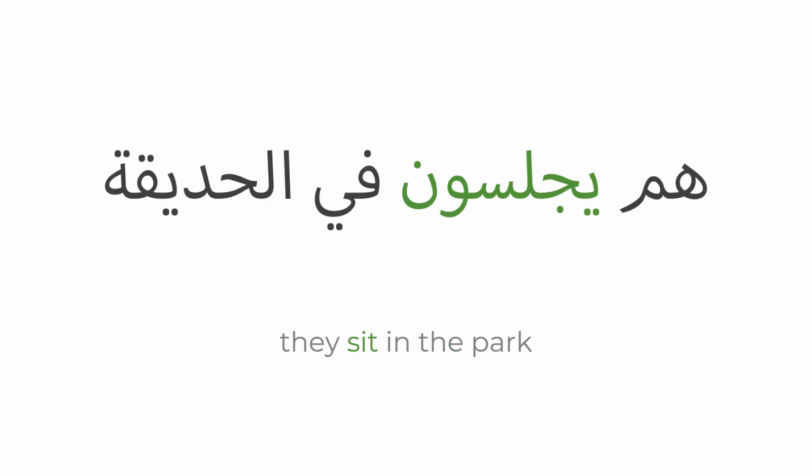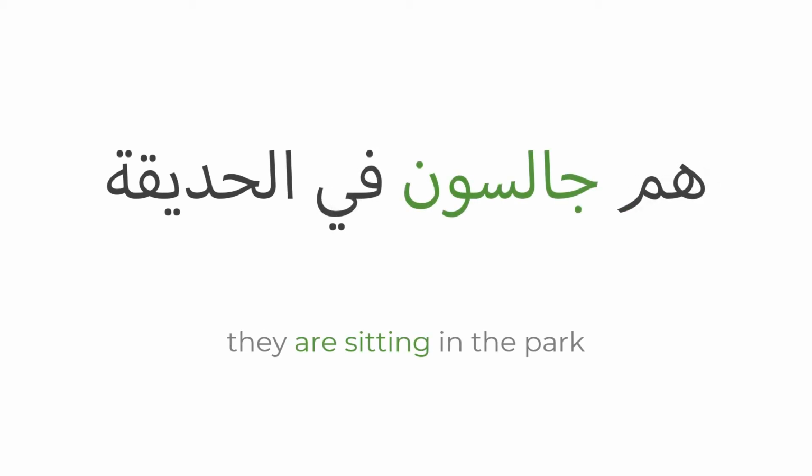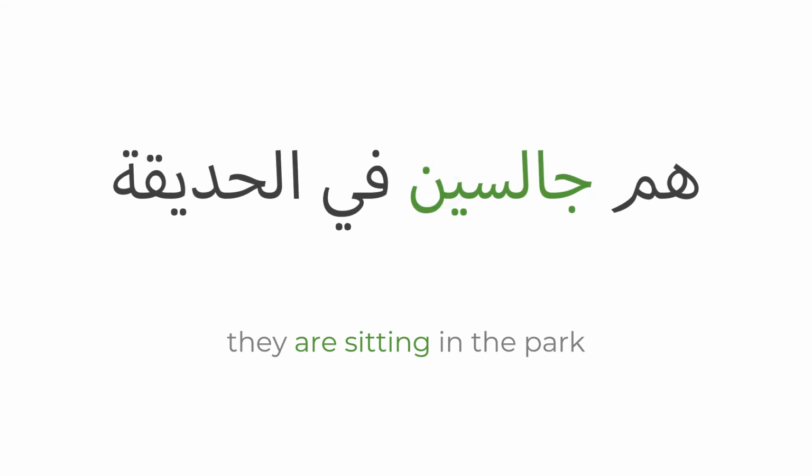مثال آخر. هم يجلسون في الحديقة. They sit in the park, and they're actually doing this now, so we can again replace the verb with the active participle. هم جالسون في الحديقة. They are sitting in the park. And more informally, we could say هم جالسين في الحديقة.